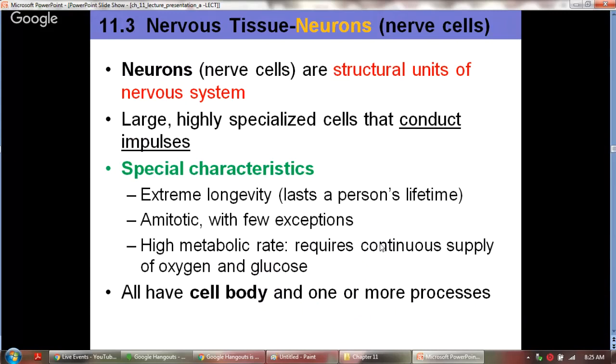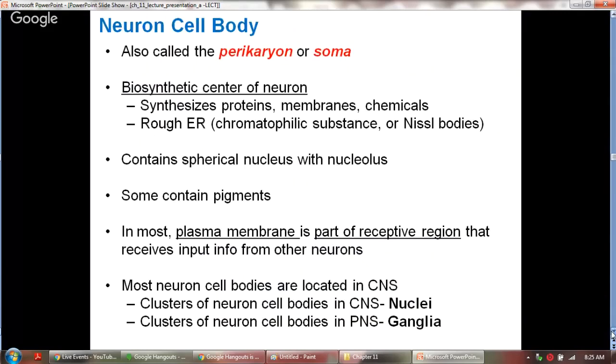It has a high metabolic rate, and requires a continuous supply of oxygen and glucose. Of course, it conducts impulses, it should be rapid, and that process needs lots of energy. So it does have a high metabolic rate. All have a cell body and one or more processes. That's another feature of the neurons.